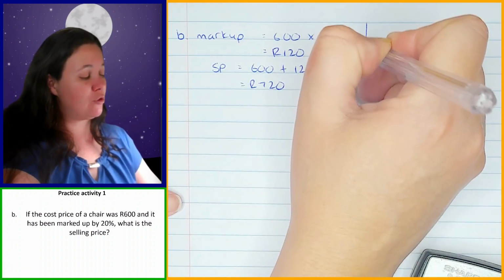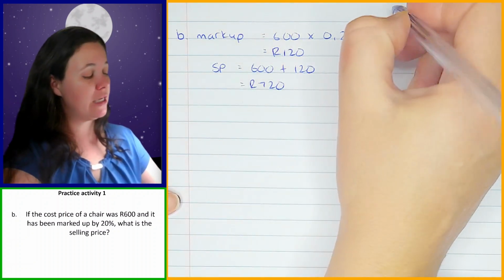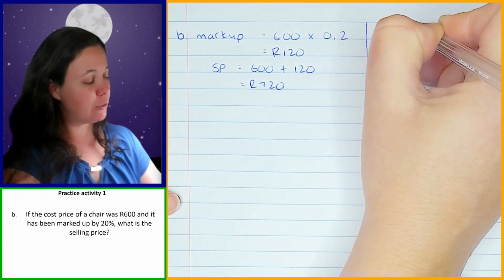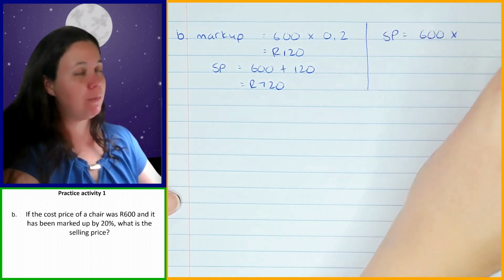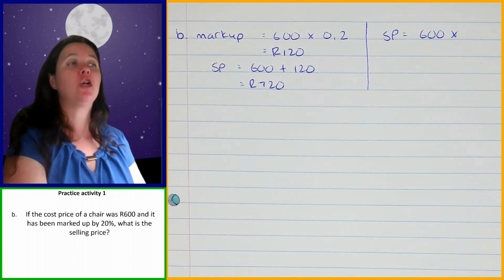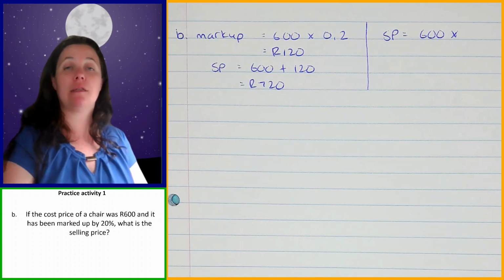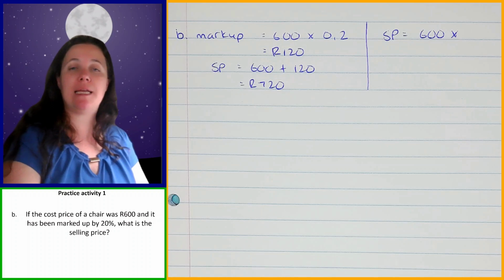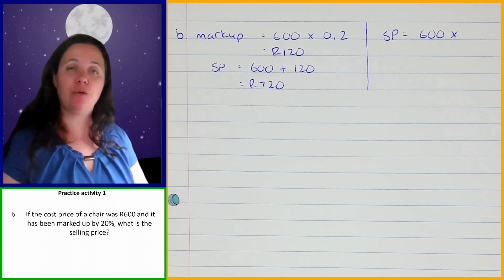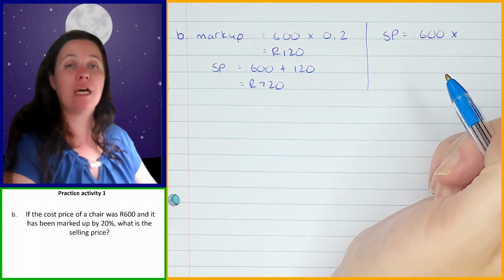But there is another way of doing it, and the other way is obviously quicker if you go straight there. To work it out straight away, you can take the cost price, the 600, and multiply by the total percentage that includes the markup as well for the selling price. So the selling price is the cost price plus the 20%. If the cost price starts at 100%, we take the 100% for the cost price plus the 20%. So that is 120%.